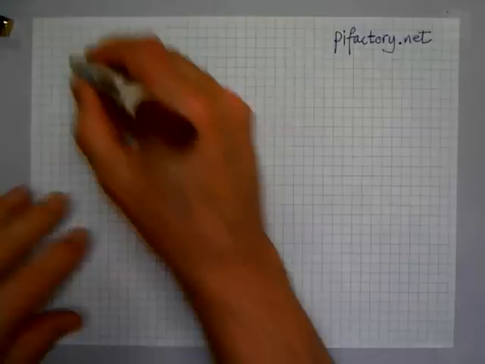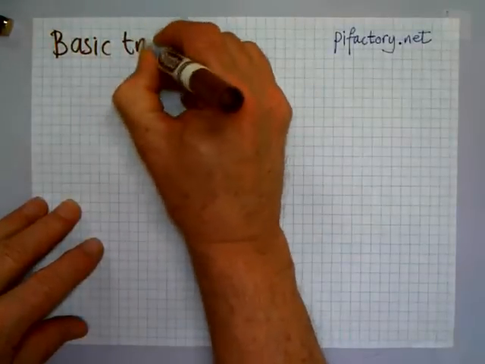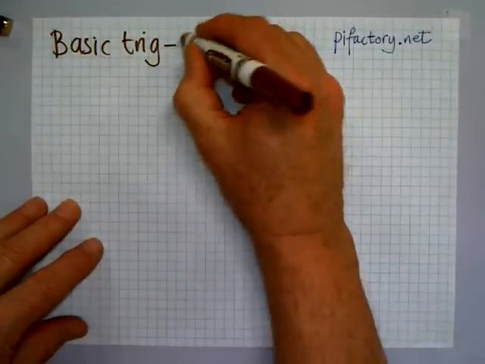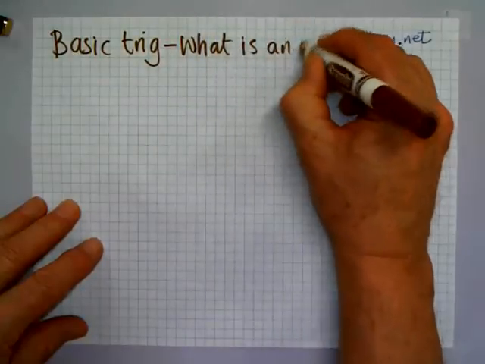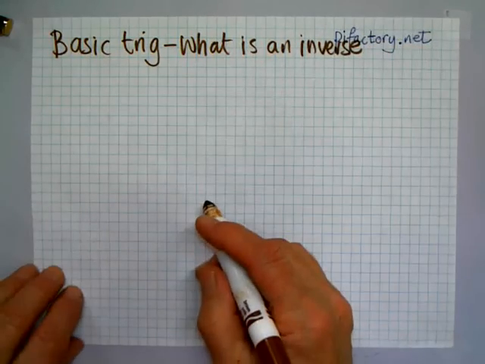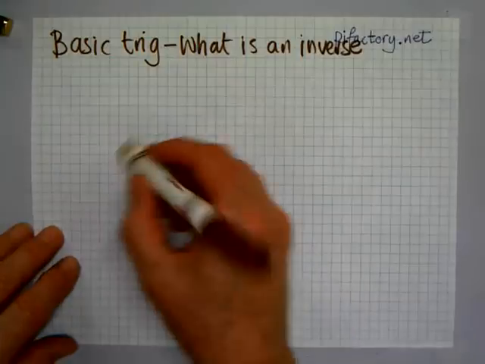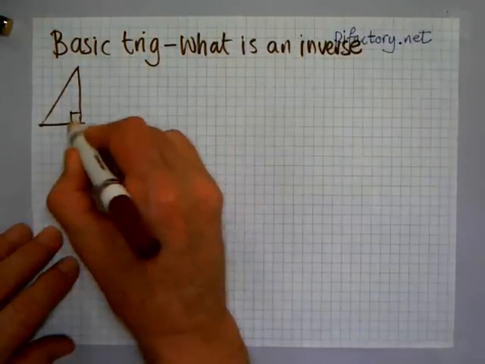Okay, basic trig again, and this time we're just going to have a quick look and ask ourselves what is an inverse, what does it mean in the context of basic trig, what is an inverse. So, let's just quickly sketch a triangle so we've got something to look at.